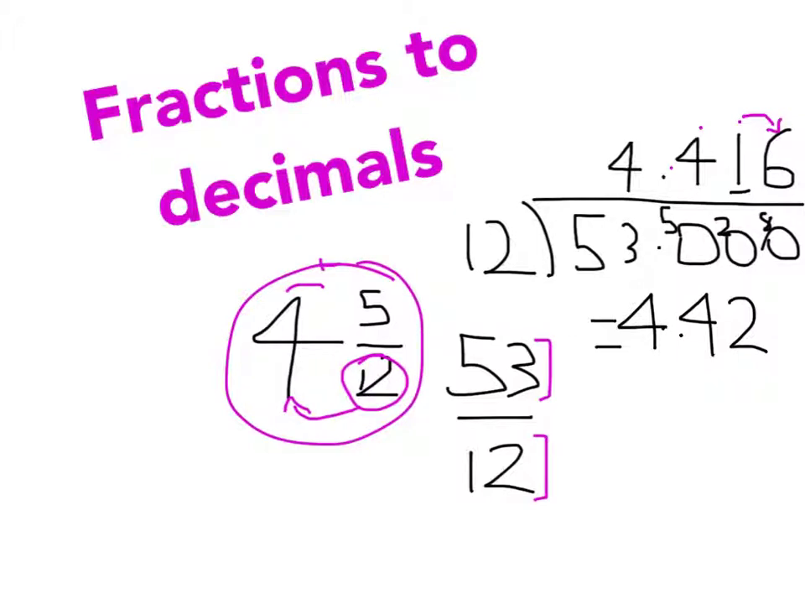4 5/12 is 4.42 as a decimal. It's pretty straightforward.